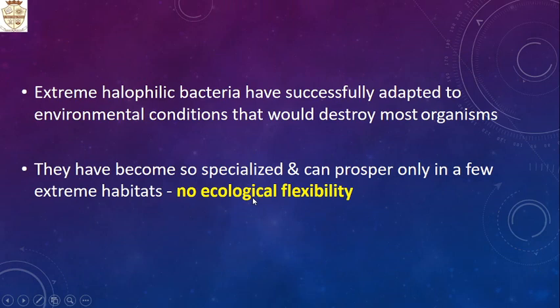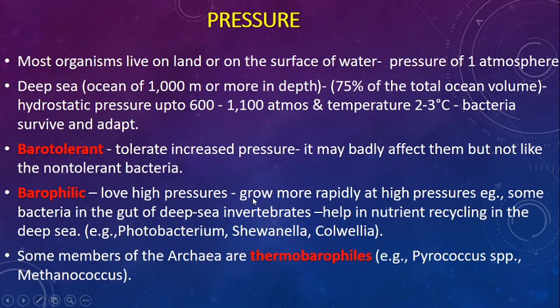So ultimately, what happens? Extremely halophilic bacteria have become so specialized that they can grow only if a high solute concentration is present in the environment. Only in certain extreme habitats can they grow. So they have lost their ecological flexibility. They cannot grow everywhere. They have successfully adapted to environmental conditions which will destroy most other organisms. So if we have to culture them in our lab, we have to add salt to their media for them to grow. Otherwise, they will not grow. They have lost their flexibility to grow in normal environments. So that was about solutes and water activity.